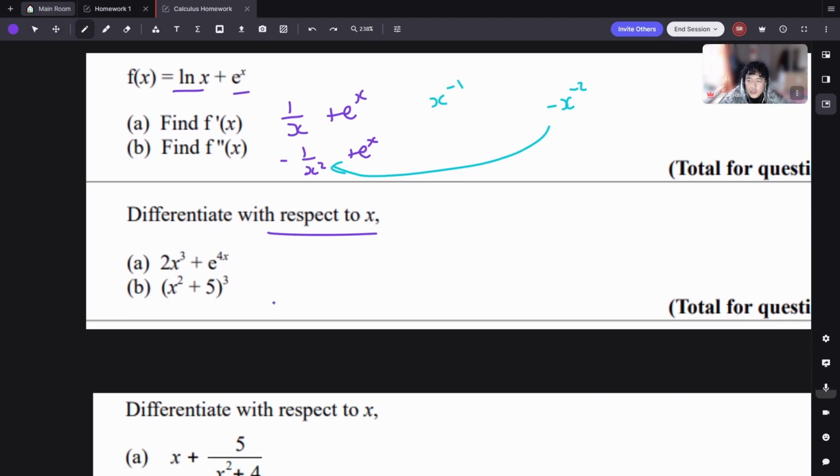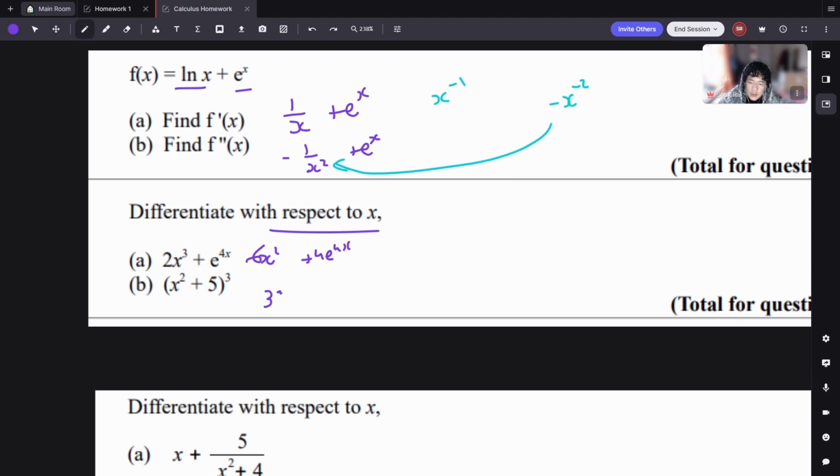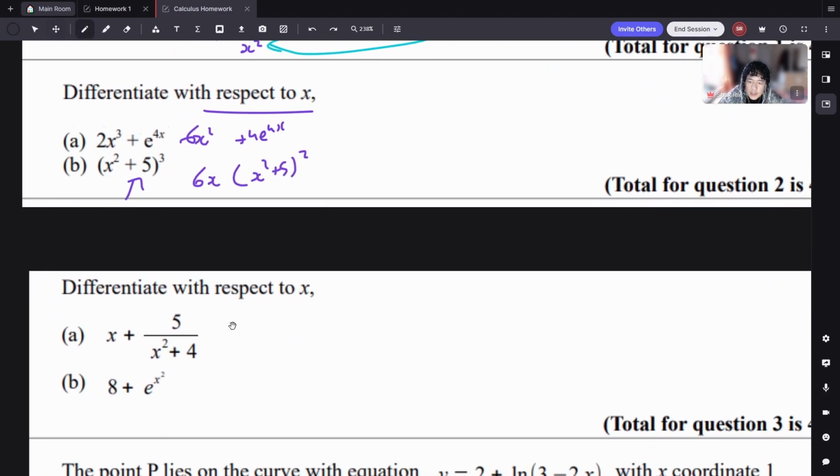Again, you can just differentiate them the same way. So this becomes 6x squared plus 4e to the 4x. This therefore becomes chain rule again, so both of them are chain rule. So this is 3 times 2x, which becomes 6x, multiplied by x squared plus 5, because it's the differential of whatever's on the inside multiplied by the differential on the outside, and that's it.